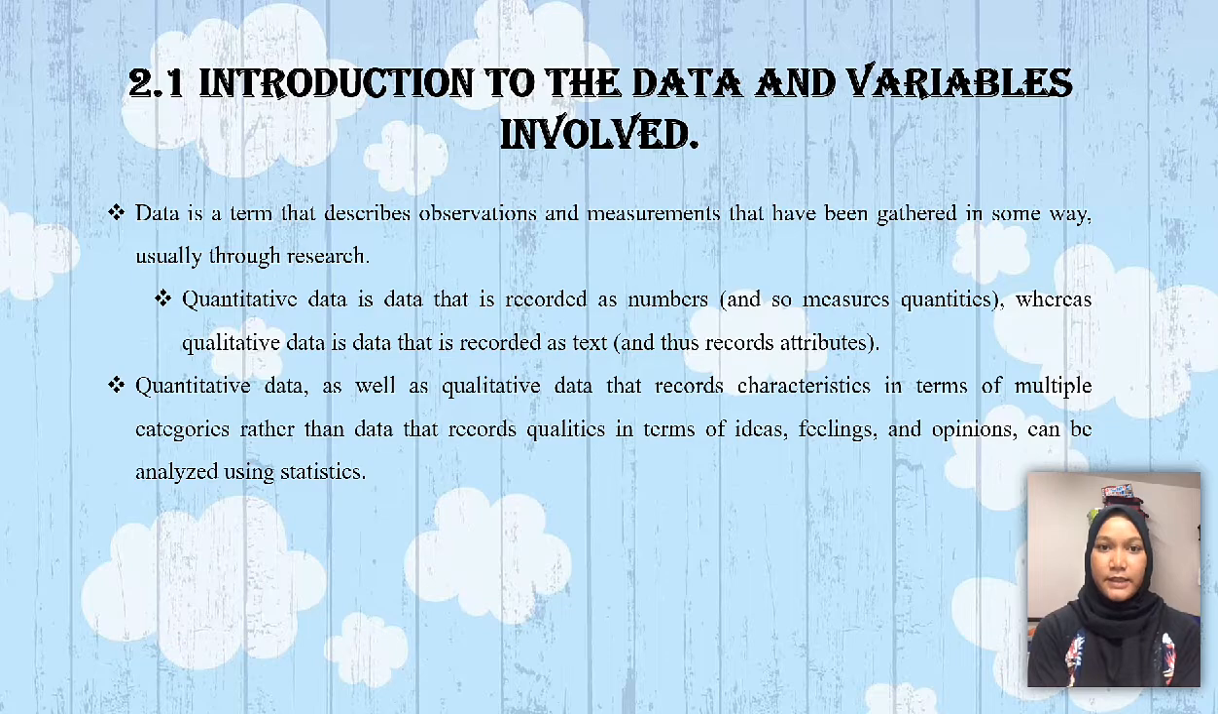Data is a term that describes observations and measurements that have been gathered in some way, mostly research. Quantitative data is data that is recorded as numbers that measures quantities, and qualitative data is data that is recorded as text that records attributes. Qualitative data records characteristics in terms of categories rather than data that records qualities in terms of ideas, feelings, and opinions that can be analyzed using statistics.